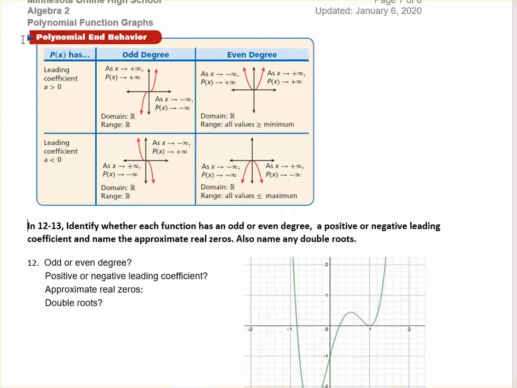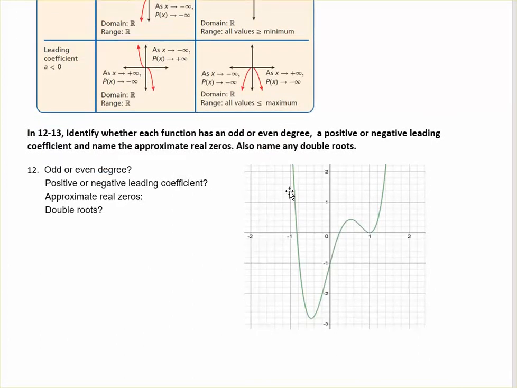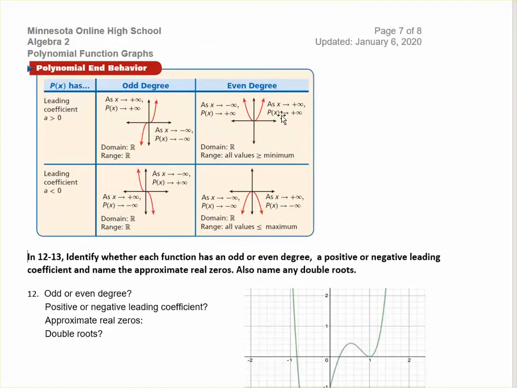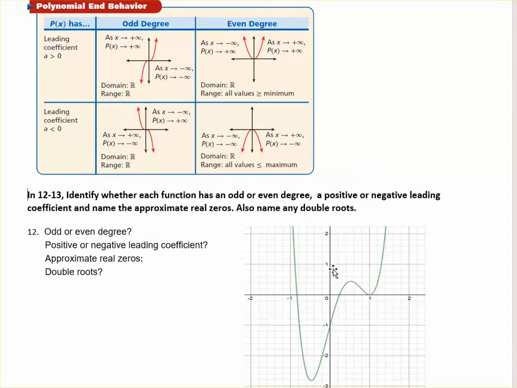easier reference. So this one right here, since they're both going up, it's similar to this, so it's an even degree, I know that. It's a positive leading coefficient because it's pointing up and not down. Approximate real zeros are at, what's that, about negative 0.8 or so, and there's another 0 here, and that's at what, 0.3, and there's a double 0 at 1 because it just touches there. And that's all you'd have to say about it. And you do the same thing for number 13.